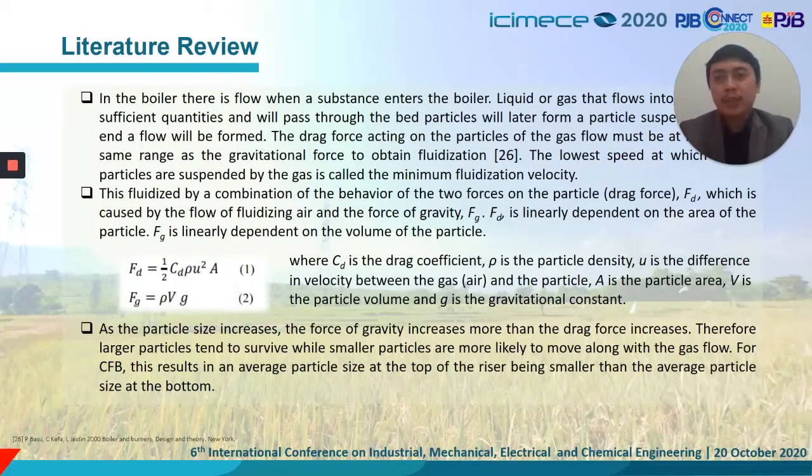As the particle size increases, the force of gravity increases more than the drag force increase. Therefore, larger particles tend to survive, while smaller particles are more likely to move along with the gas flow. For CFB, this results in average particle size at the top of the riser being smaller than the average particle size at the bottom.